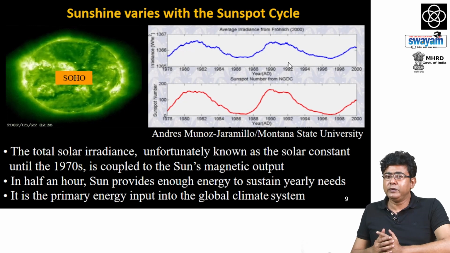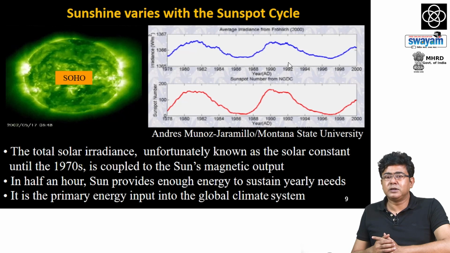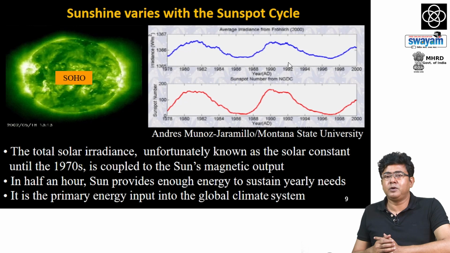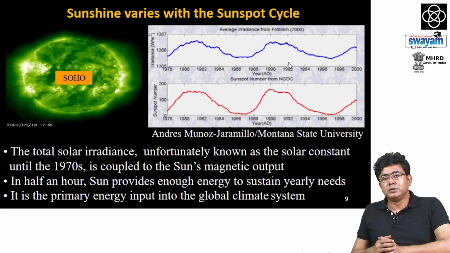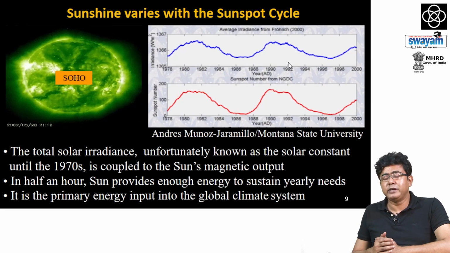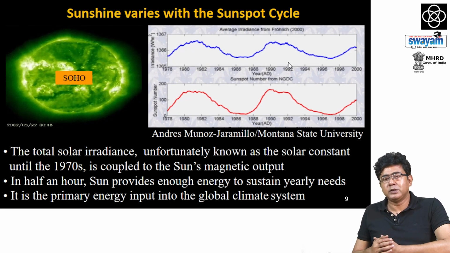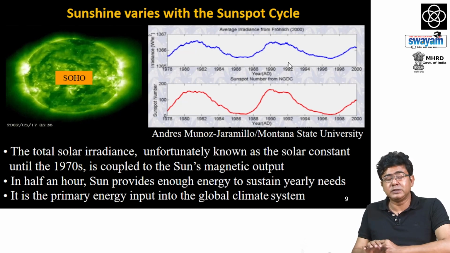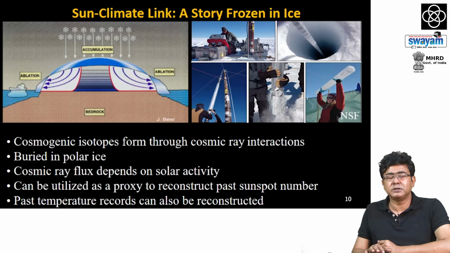To give you an idea of how much energy the sun produces, in half an hour the sun provides enough energy which would drive the needs of all humans for a whole year, right? So there is enough energy in the sun, and the question is, does this variability also induce variability in the climate of the Earth? And in more recent times, the critical question is, does the sun play a big role in the climate change that we have seen in the recent past?